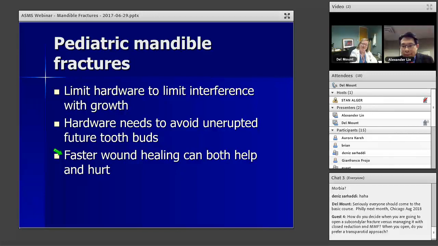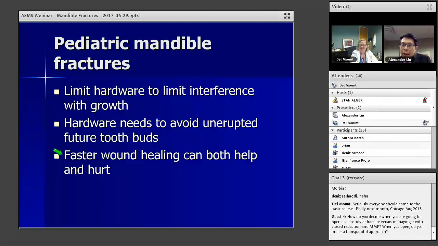I see that we have a question from guest number 4. Do you want to handle that one? Sure. No, I'm a big fan of guest number 4. How do you decide when you're going to open a subcondylar fracture versus managing with closed reduction? When do you prefer a transparotid approach?